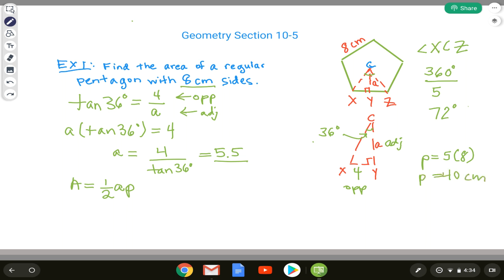Okay, so now I have enough information to be able to plug it in. I have 1/2 times the apothem, 5.5, times the perimeter, which is 40. Each of those are in centimeters, even though I didn't write the units down, so my answer will be in centimeters squared. I would just put this in on my calculator, and I would get about 110 centimeters squared. And that would be the answer that I was looking for.